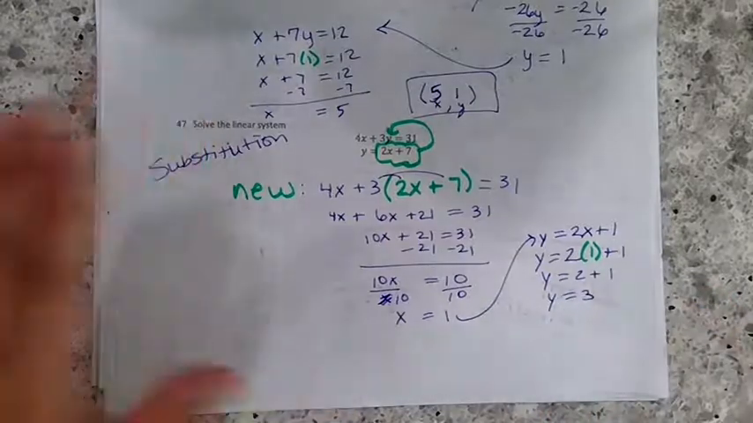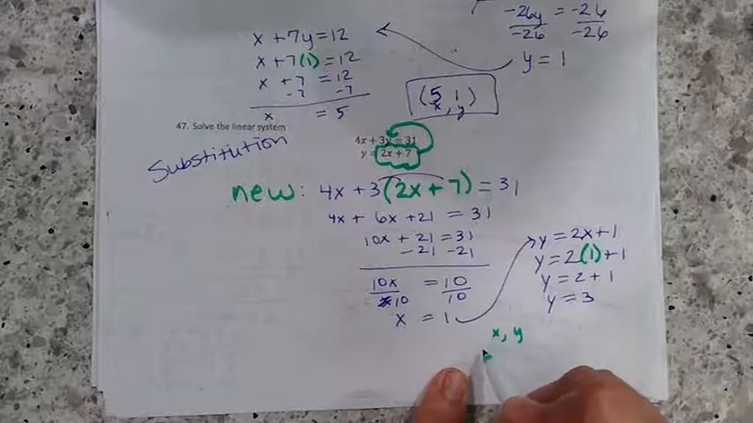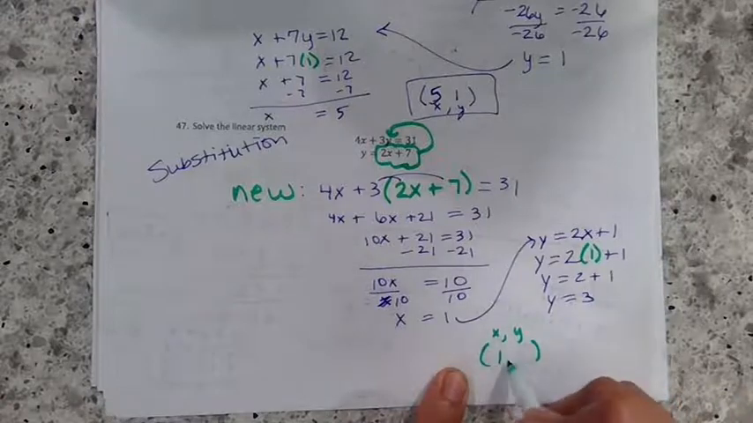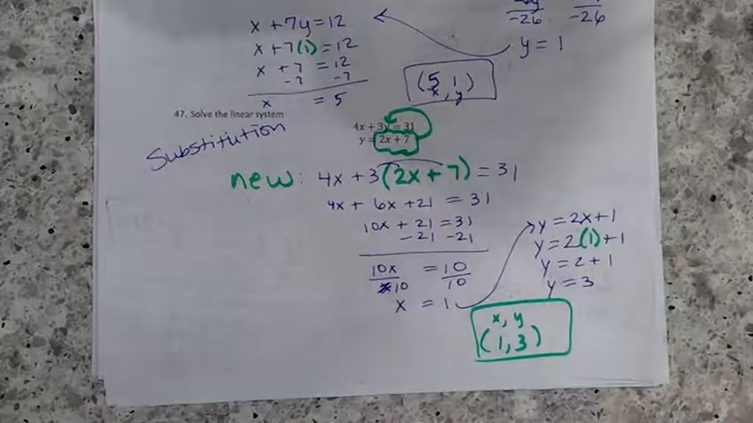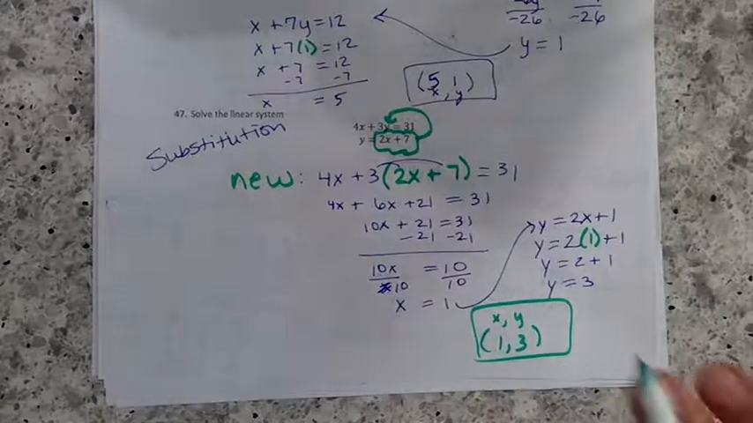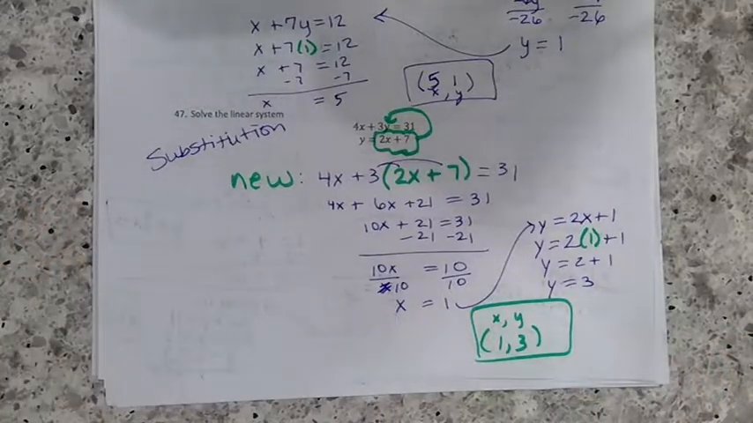Okay, your answer is the ordered pair, x and y. So 1, 3. And be careful, because on the test, I'll put all the answers that might confuse you, like 3, 1. And it's like, no, it's your x and then your y. So just make sure that you're being careful with this.